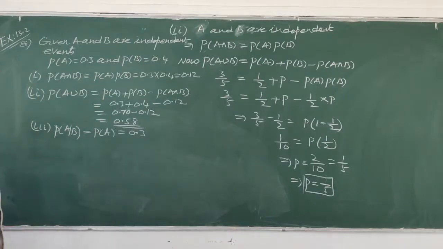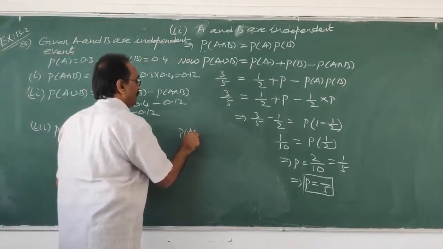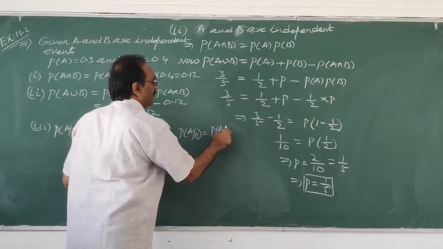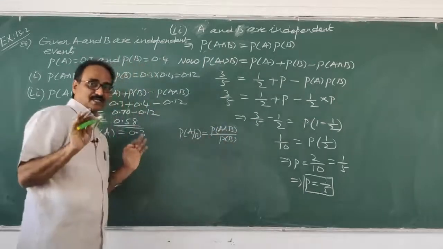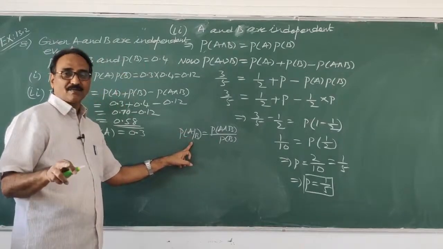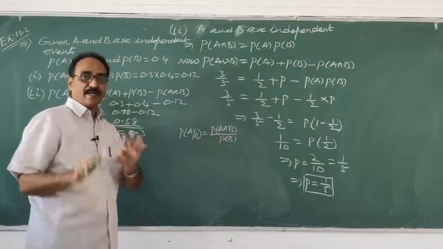Let me tell you how it comes; there is nothing to worry about. Why do we write it like that? P of A given B, according to conditional probability, is P of A intersection B divided by P of B. Correct or not, my dear students?